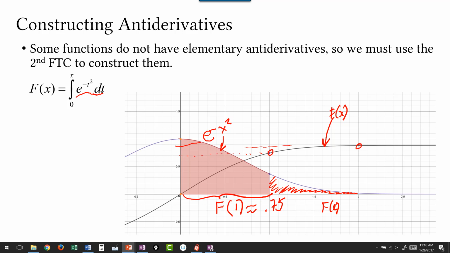So the second fundamental theorem says that if we define a function this way, what we've done is actually constructed an antiderivative for e to the minus x squared. So capital F prime is e to the minus x squared.